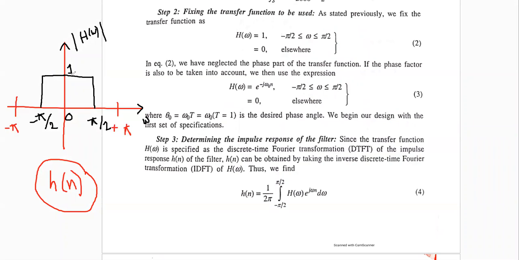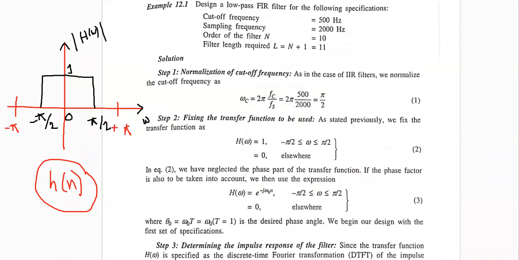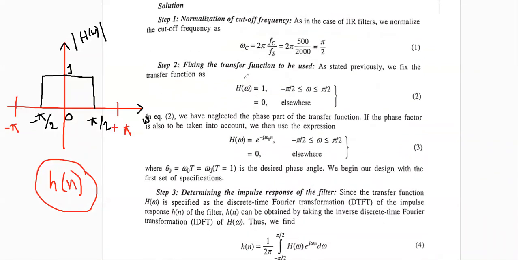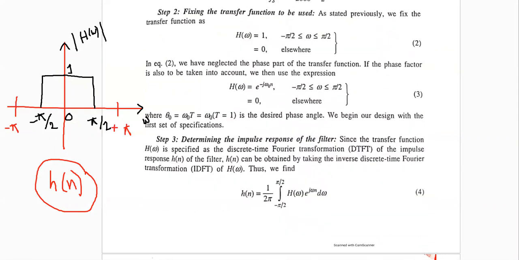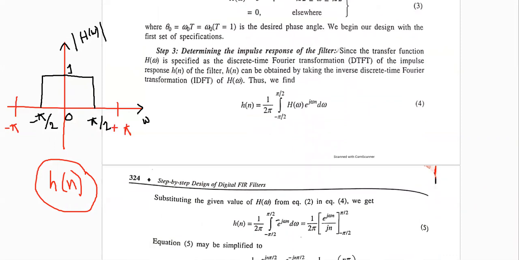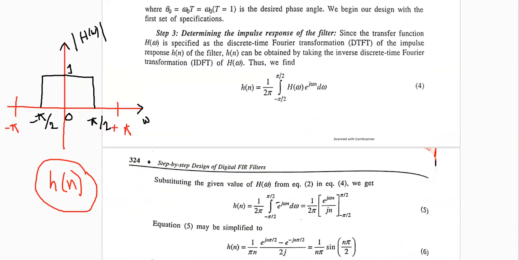In the next section, we'll talk about the window. Before that, we just talk about the fundamental things without using the window. So this is the second step. First step is to find the omega c. Second step, define our magnitude response or the transfer function. So fixing the transfer function. Now determine the impulse response. We'll determine the impulse response by using the Fourier series equation. This is easy in a sense. So we'll do the integration.